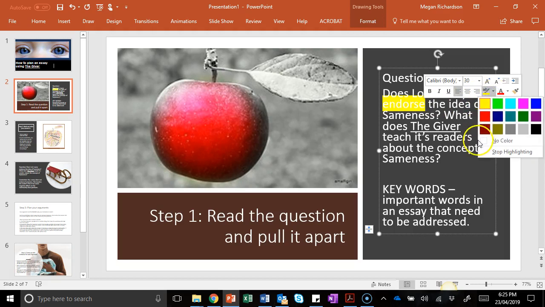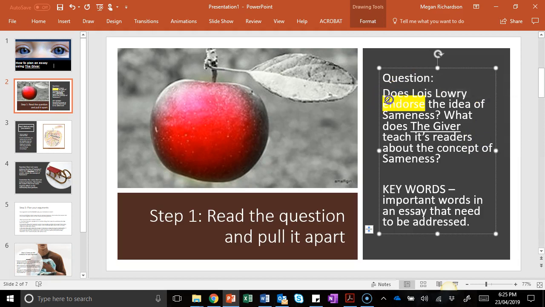Don't use yellow highlighter. It does not work. Let me just change that back. Why don't I use something else? Why don't I change the color of it? What about red? Red's a good color. That's easy to see. There we go.